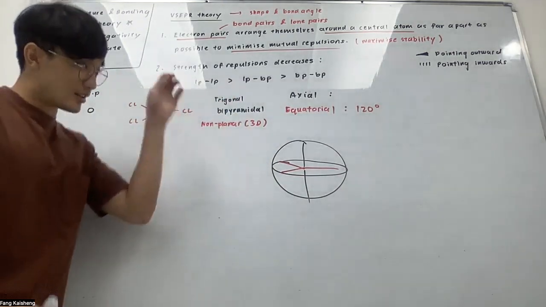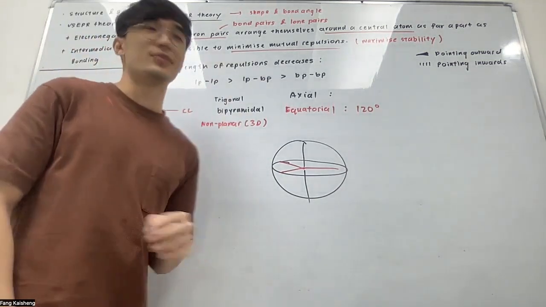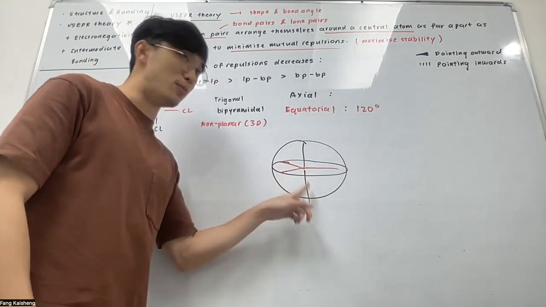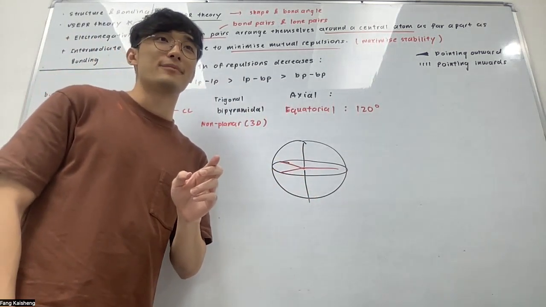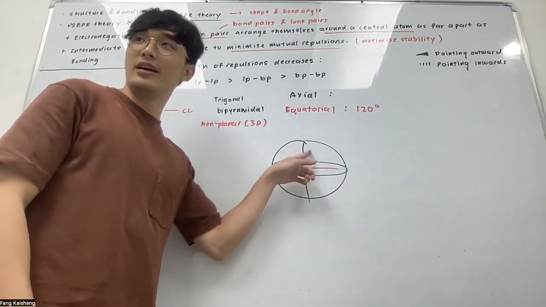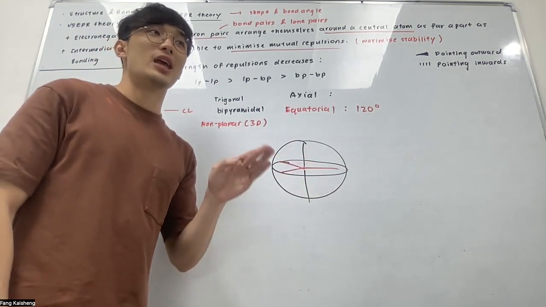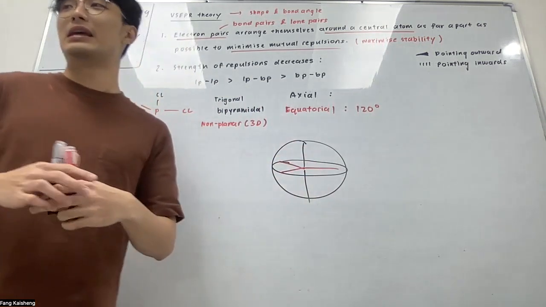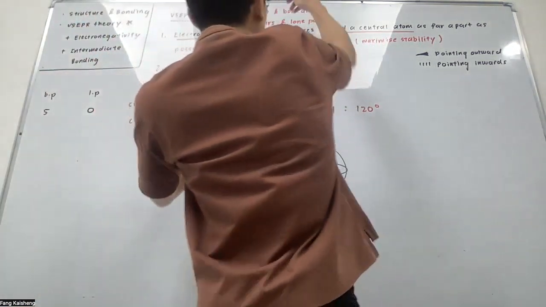Take a look at this. Don't need to look at the notes here. The axial places, the North Pole and South Pole, what's the bond angle between the North Pole and the South Pole? You will tell me it's 180, right? But look at the notes, what they say: 90. Why is it 90? I need you all to be very clear with this.